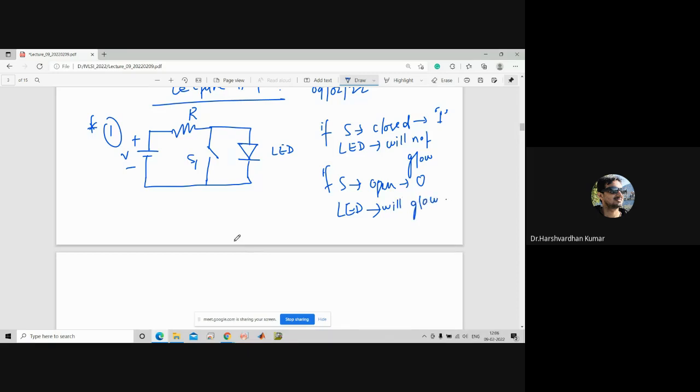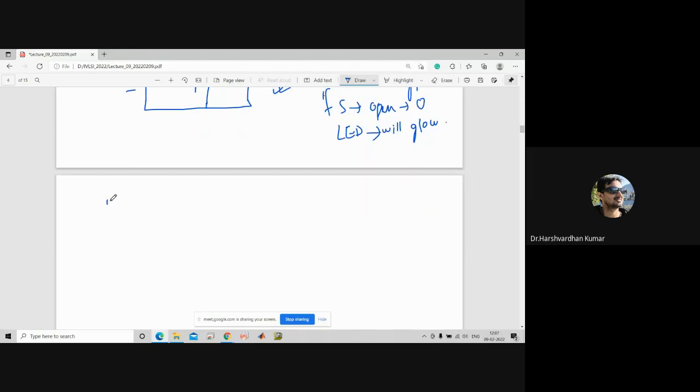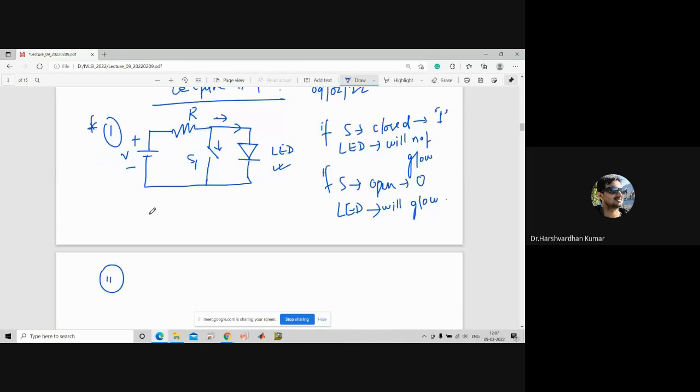If the switch is closed, it means that this branch will be short. So all the current, the total current, will pass through this short, and it will not pass through the LED. So in that case, the LED will not glow. When the switch is open, the current will not pass through this branch. The current will only pass through the LED. Then in that case, it will glow. So now the second circuit. We can consider this circuit as, for example, a NOT gate.